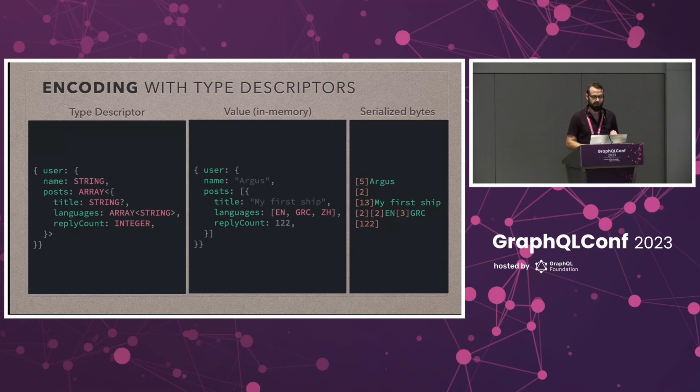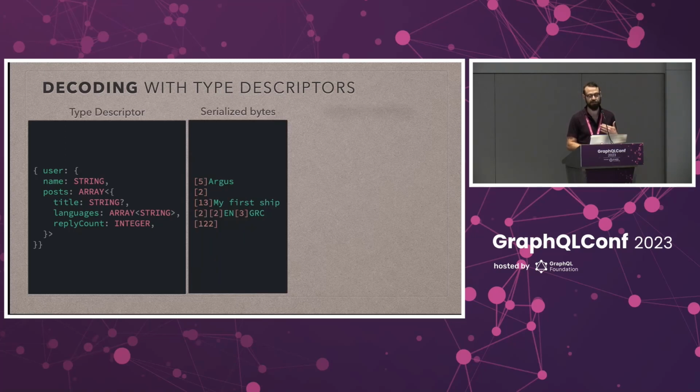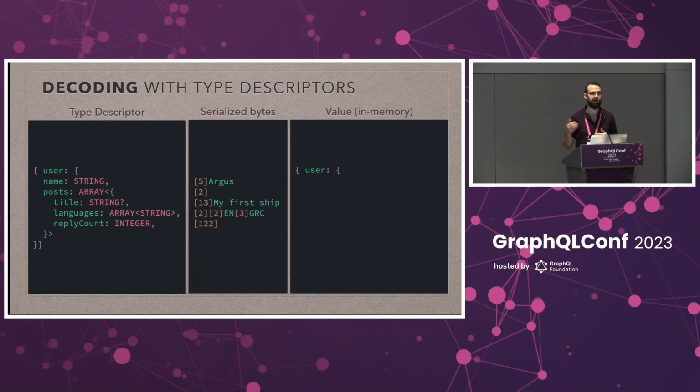Decoding is going to be very similar, except we'll start with the type descriptor, and we'll start with serialized bytes, and this time we're going to try to produce values in memory. This would be like in the client. You need to reconstruct in memory the same thing that the server had. So we'll start with that same name field, but we'll be walking through the type descriptor and then moving through the serialized bytes and producing values in memory. So we can start with this name string. We can look that up in the serialized bytes, knowing that we're reading it as a string, and then we can produce that value in memory.